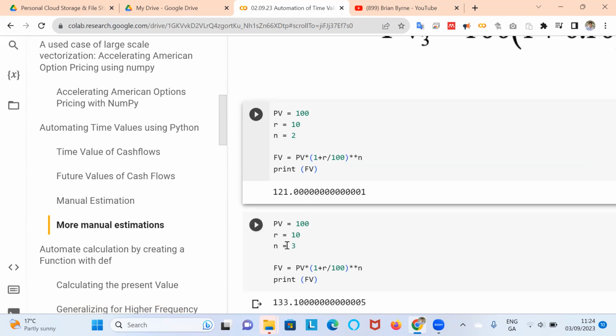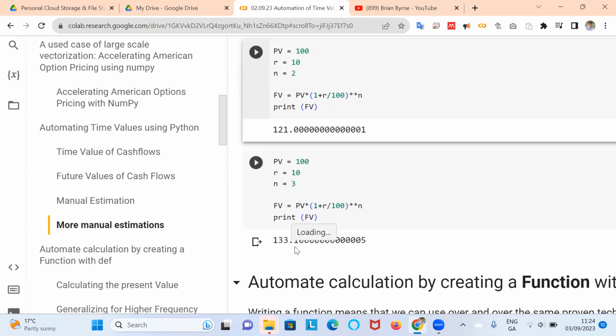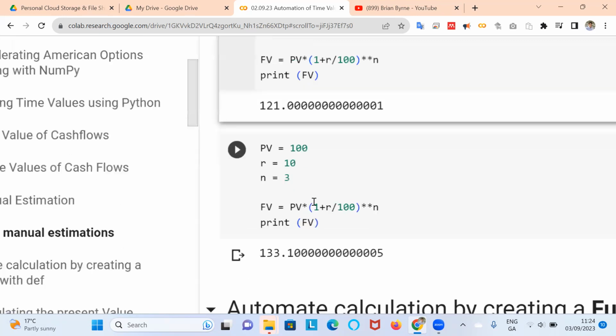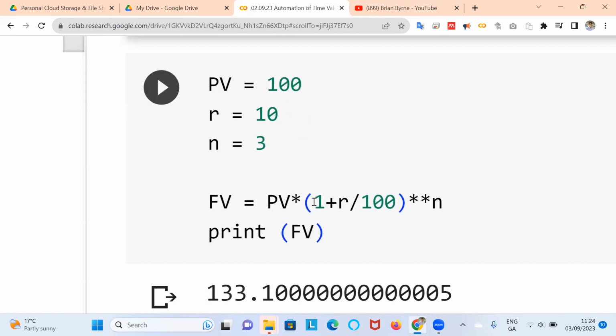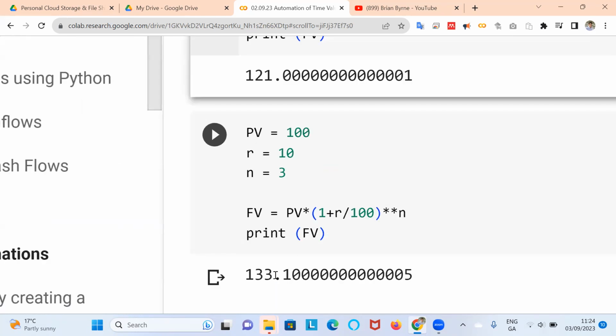If we change that to 3 years, again, we're sort of automating the process here. But we can see as we increase the number of years, the amount of money that accumulates now goes up to 133.